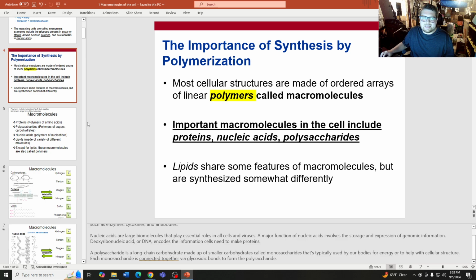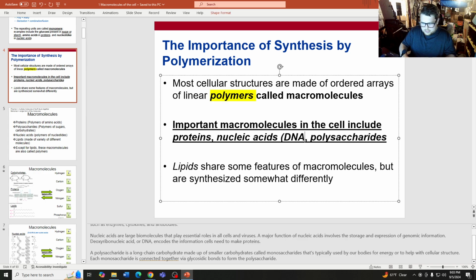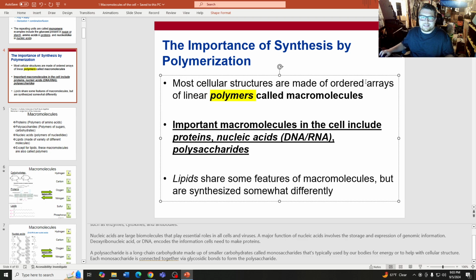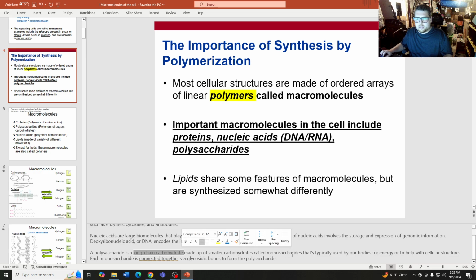This is nucleic acids. We're talking about our DNA, RNA, what makes us us. And then polysaccharides, long-chain carbohydrates put together of a bunch of monosaccharides. Monosaccharide is a monomer. It's just a sugar monomer. Typically used by the body for energy or to help with cellular structure. And we'll look at both of those.